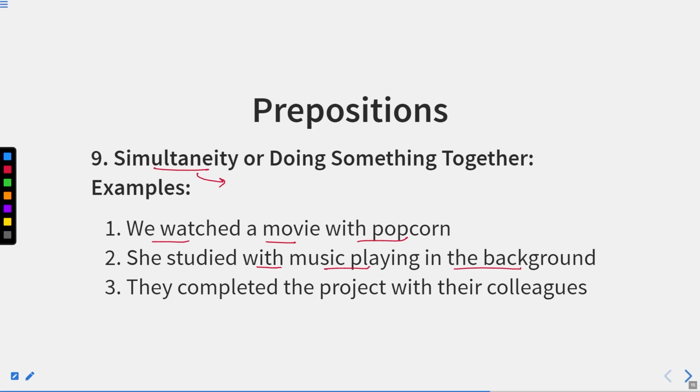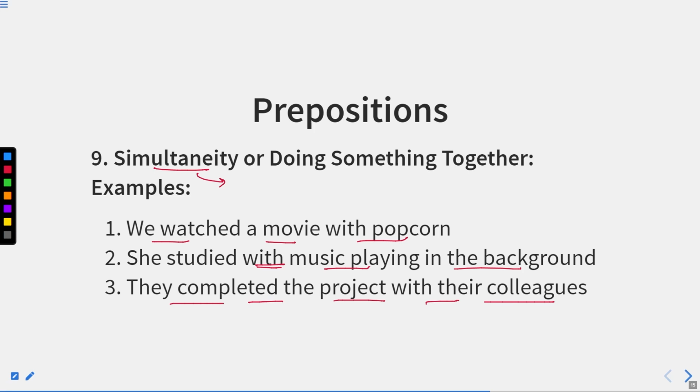One action is that she's studying, and another action is that music is being played. Both of these actions are occurring at the same time, so we are using the preposition with to link these two sentences together. They completed the project with their colleagues. Here two actions are taking place: they completed the project, and their colleagues are also doing the same. So both actions take place at the same time, and with is used to show the combined work.